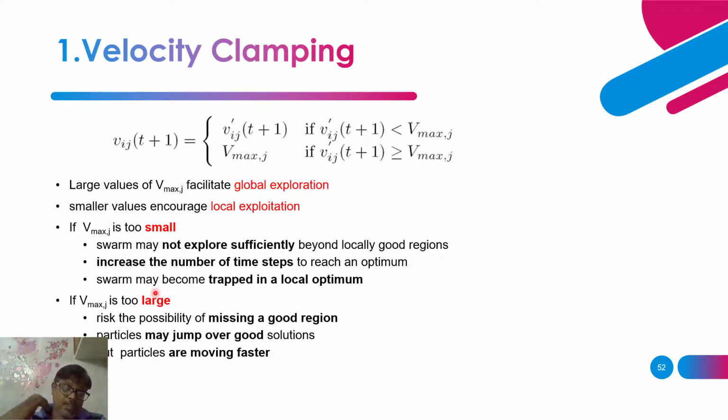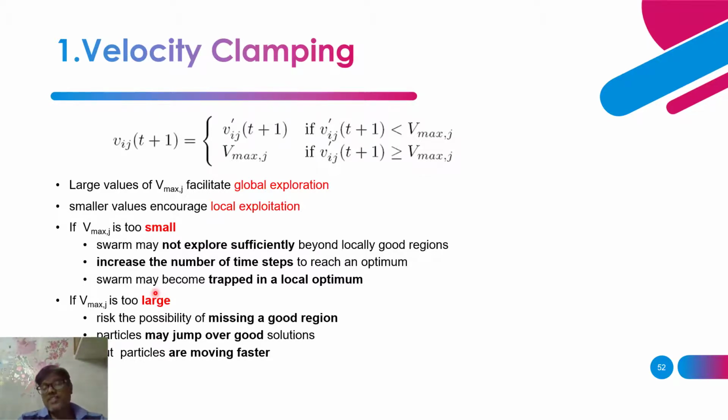If Vmax,j is too small, the swarm may not explore sufficiently beyond the local good region and increases the number of time steps to reach an optimum. The swarm may become trapped in a local optimum. So if the velocity is too small, it may not explore much. It will increase the number of time steps, that means it will take smaller steps. It will be trapped in a local optimum.